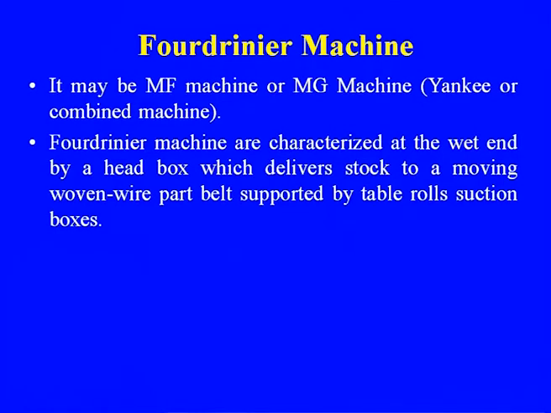So already I discussed the MF, machine finish, and MG, machine glaze, that is the Yankee or combined machine that may be there. Fourdrinier machines are characterized at the wet end by a head box which delivers stock to a moving woven wire belt supported by table rolls, suction boxes, etc.